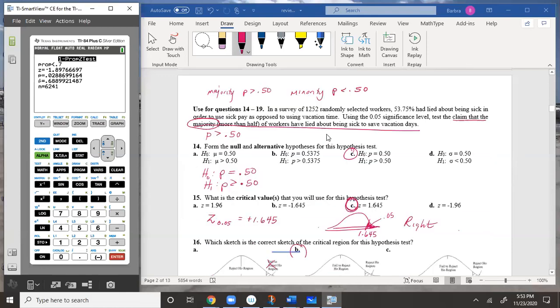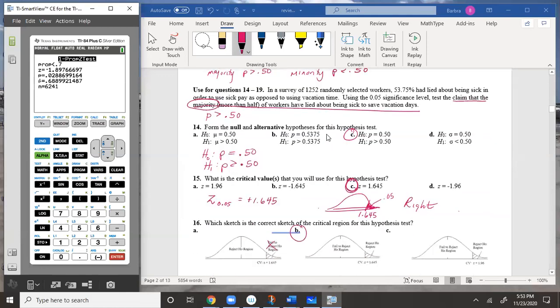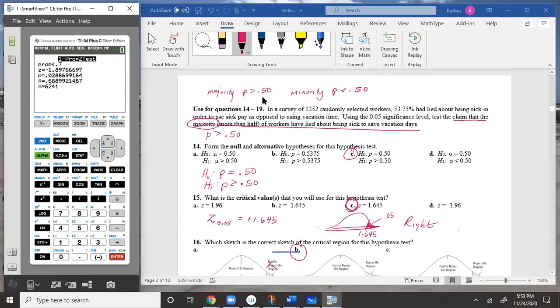We're going to go on to problems 14 through 19. Okay, and if you get a problem says majority, that is a proportion. A majority, it's greater than 50%, so the proportion is greater than 0.5. And a minority would be that the proportion is less than 0.5.